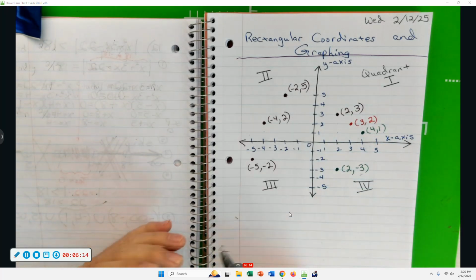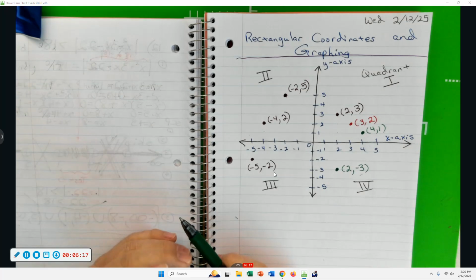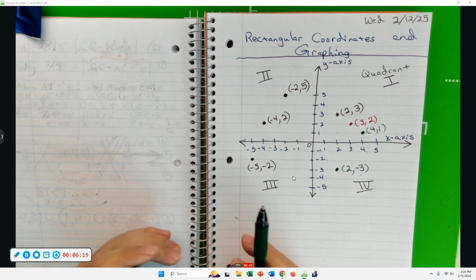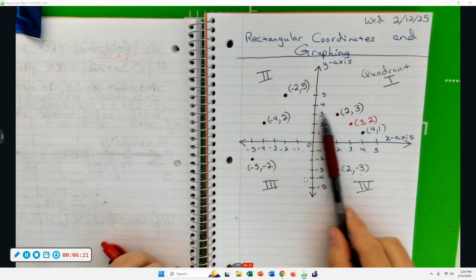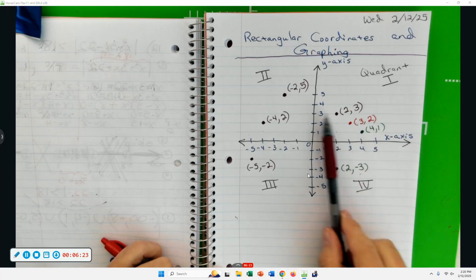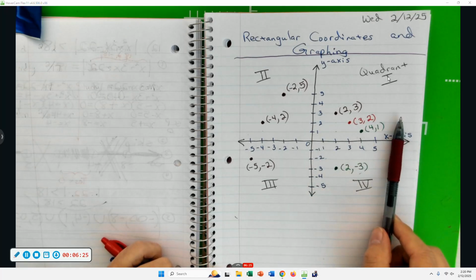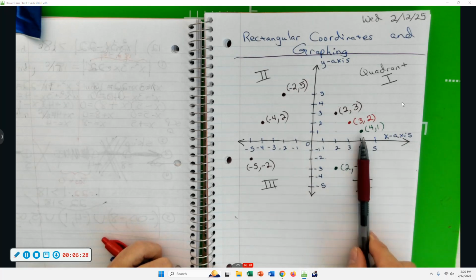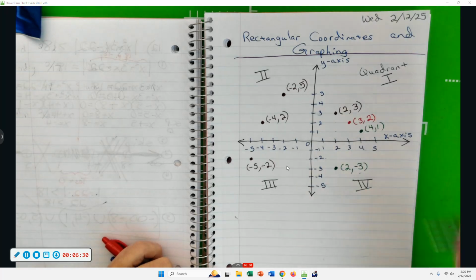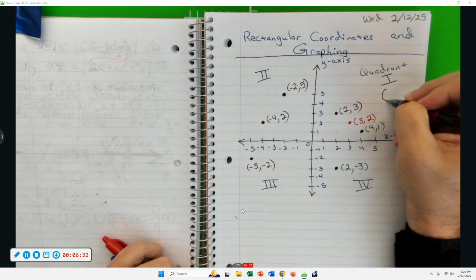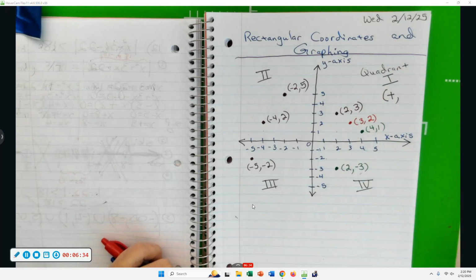In general, we can notice some signs for points that are in quadrants. Every ordered pair in this upper right-hand corner, you'd have to go to the right and then up. That means in quadrant 1, the x-coordinate will always be positive. What about the y-coordinate?